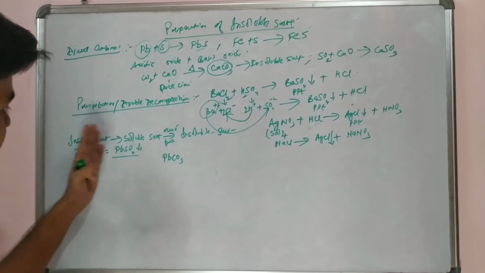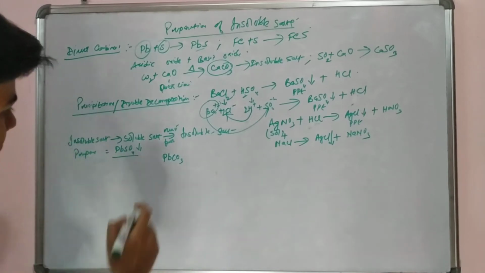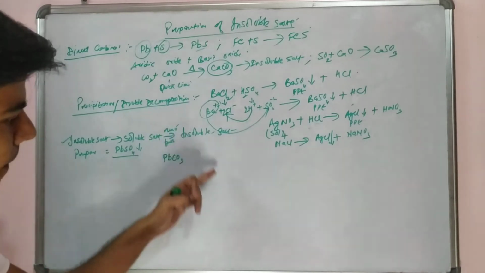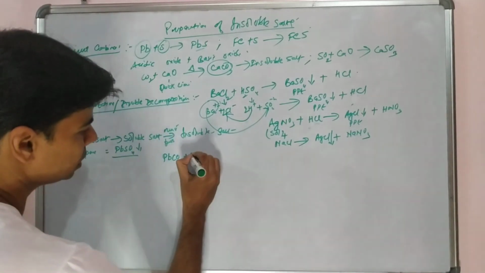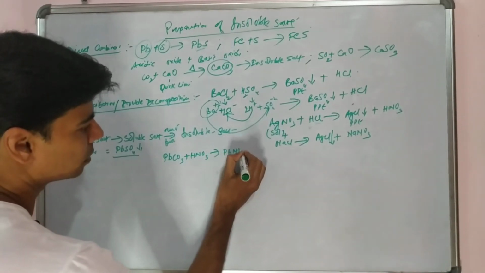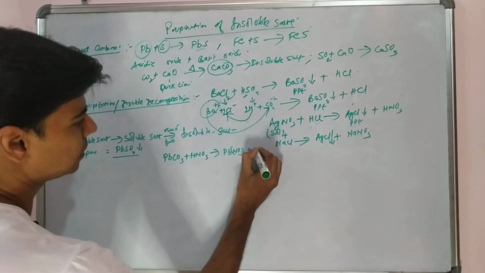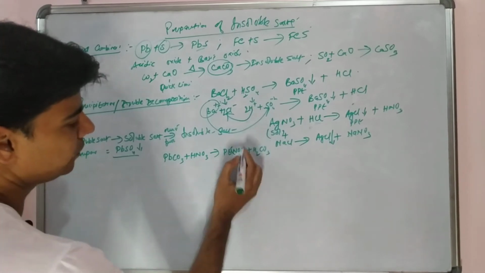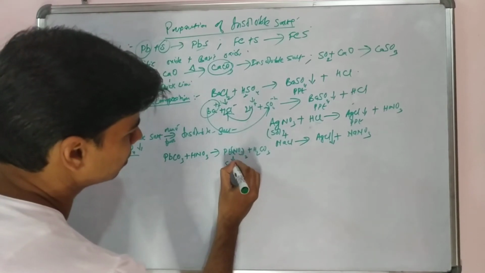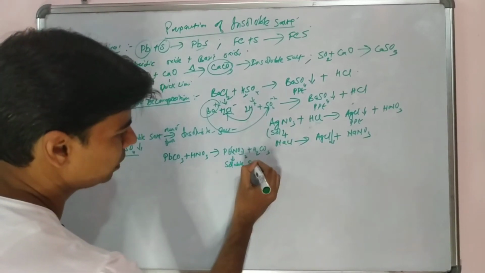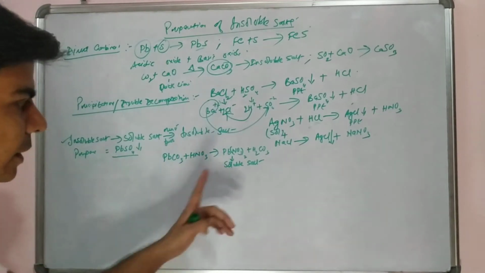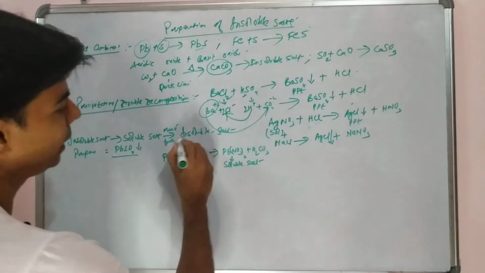So this is an insoluble salt, and first we will convert this insoluble salt into a soluble salt. What we can do is react it with nitric acid and it will form Pb(NO3)2 plus H2CO3. And we know lead nitrate is a soluble salt, right? So now this soluble salt will react further to form an insoluble salt.